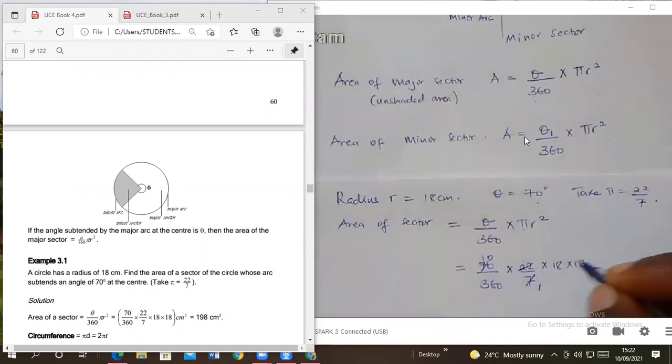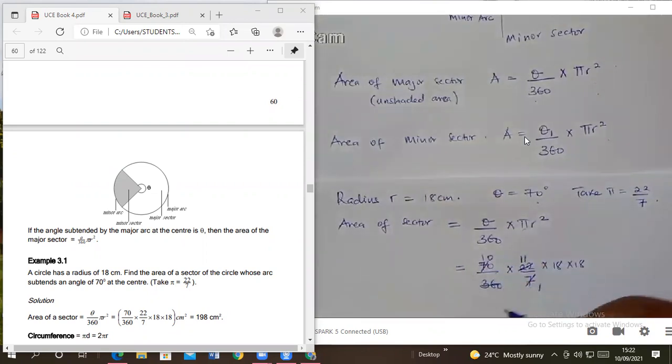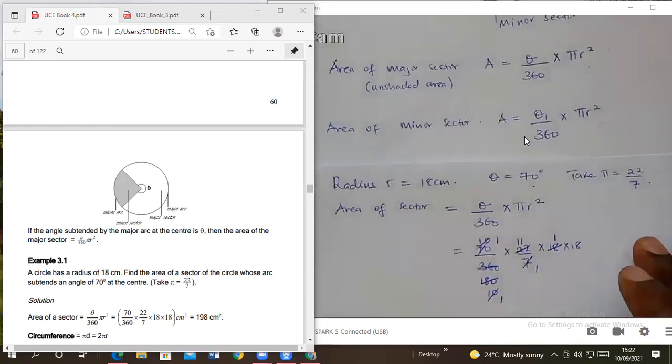So 22 divided by 2, you get 11. 360 divided by 2, you get 180. So 180 divided by 18, you get 10. And here divided by 18, you get 1. So 10 divided by 10, you get 1. Okay, now what are we left with?